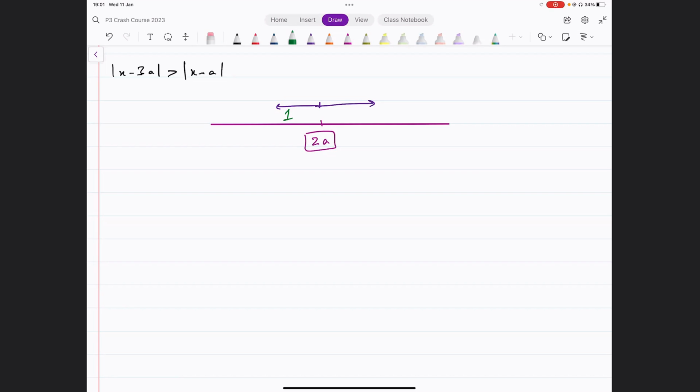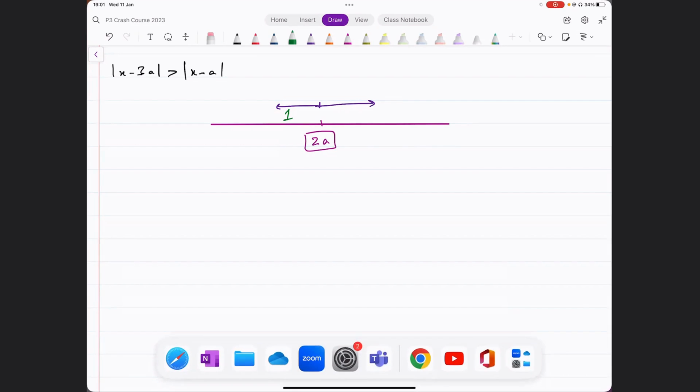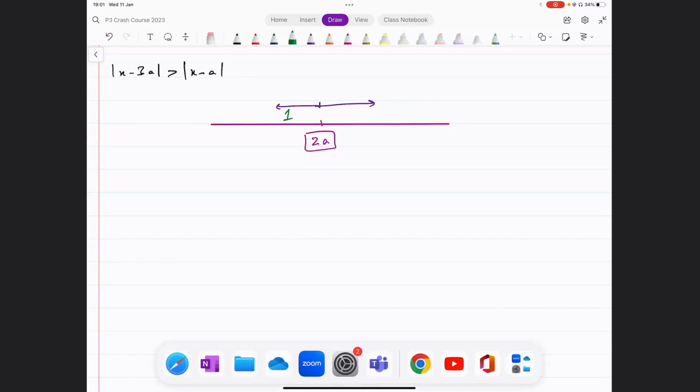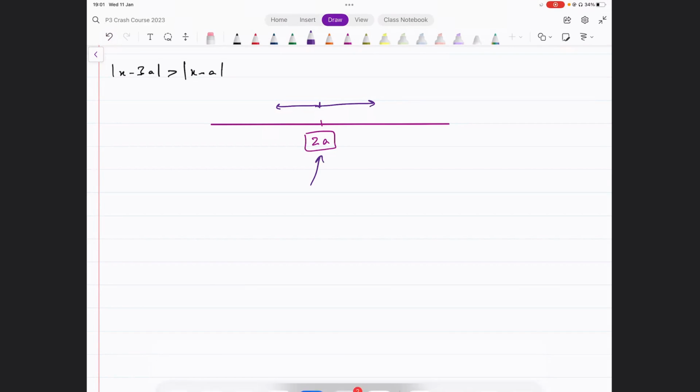Anyone? Can I take 1 here? Should that be okay? No, sir. No? Why not? Because in terms of a variable, we will take a variable only. Okay. So we have 2a here. Whatever numbers we take here on the right or on the left, they have to be in terms of a.